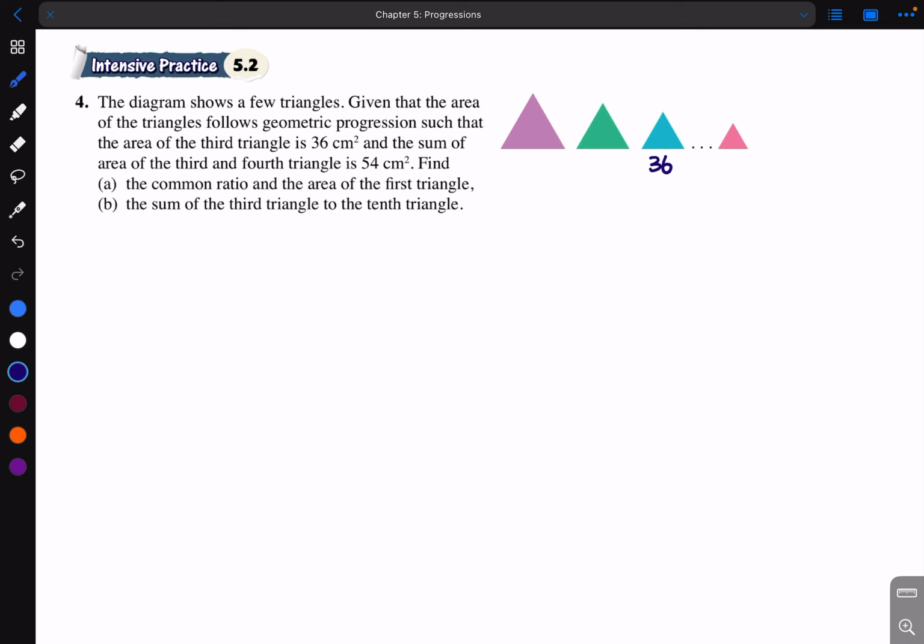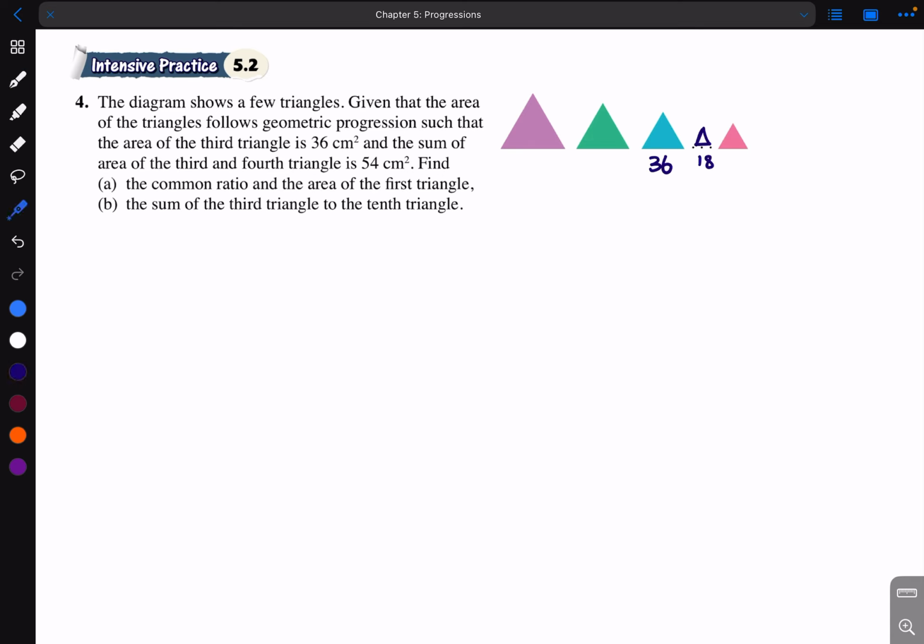Okay, so this area is 36, and the sum of the area of the third and fourth triangle is 54. So T3 plus T4 is 54. Since we already know T3 is 36, we can easily find T4. T4 is just 54 minus 36, which is 18. So the fourth triangle here is 18.